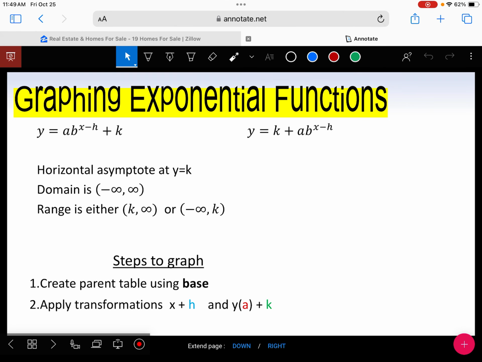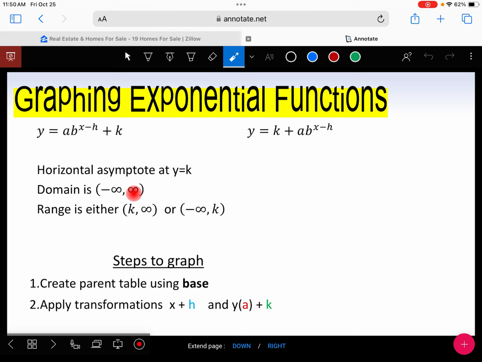So, graphing exponential functions. There's a couple things, and I think this is already at the top of your paper. When you're graphing, who remembers a, h, and k? The k value can be written in the back or in the front. So you always have a horizontal asymptote. We don't have a vertical and a horizontal, just a horizontal one at y equals k.